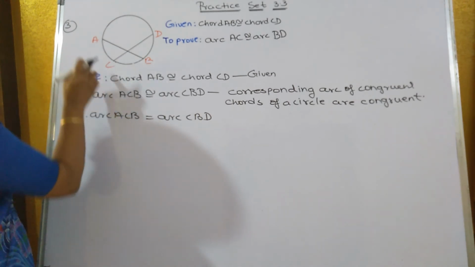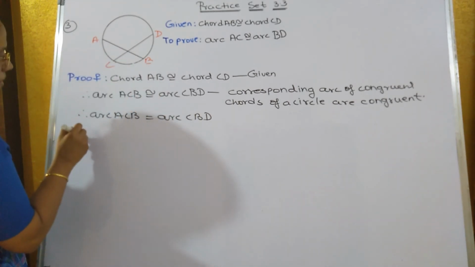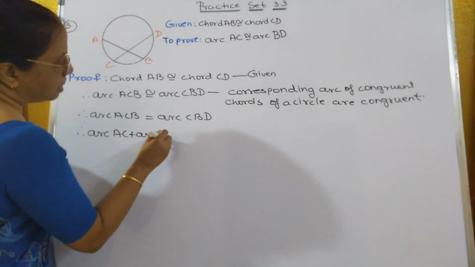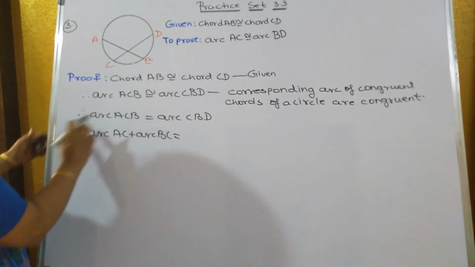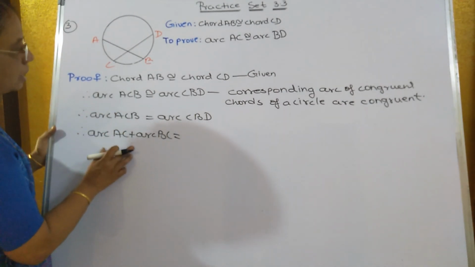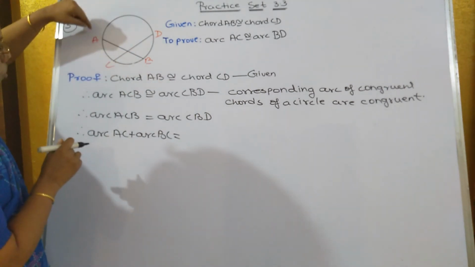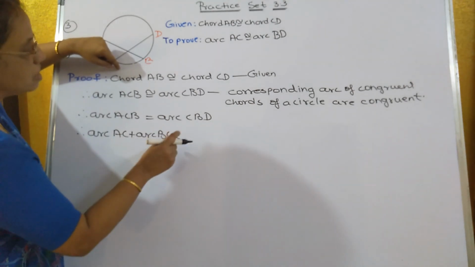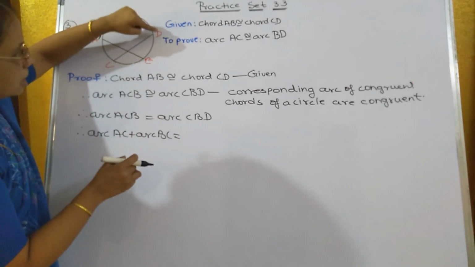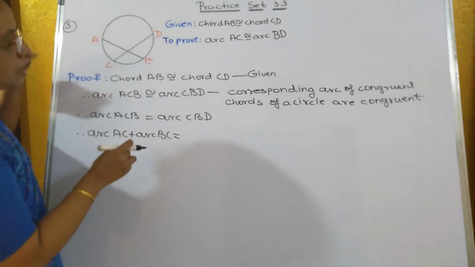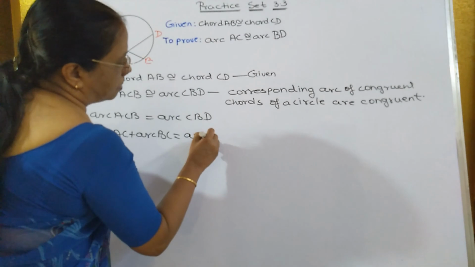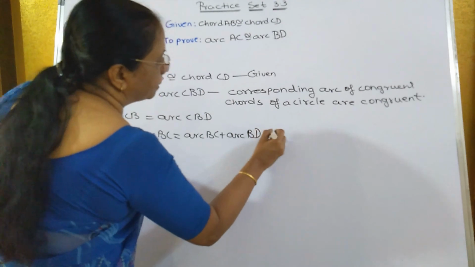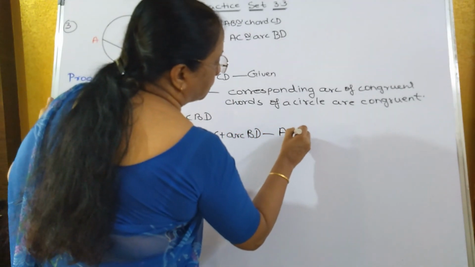Now what is arc ACB made up of? Arc ACB is made up of AC and BC. Therefore arc AC plus arc BC should be equal. So ACB is made up of two arcs, arc AC and arc BC. So arc AC plus arc BC is equal to, now what is CBD made up of? Arc BC and BD. So arc BC plus arc BD. Reason, what will you write? Arc addition property.